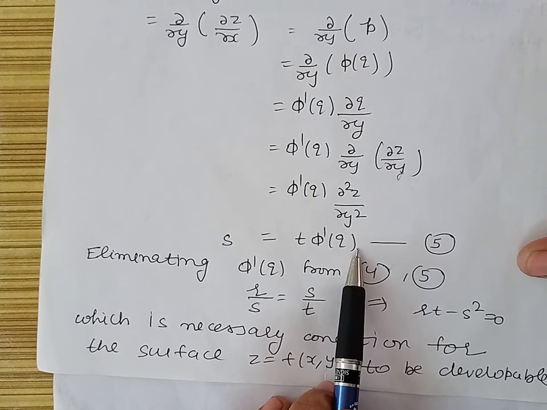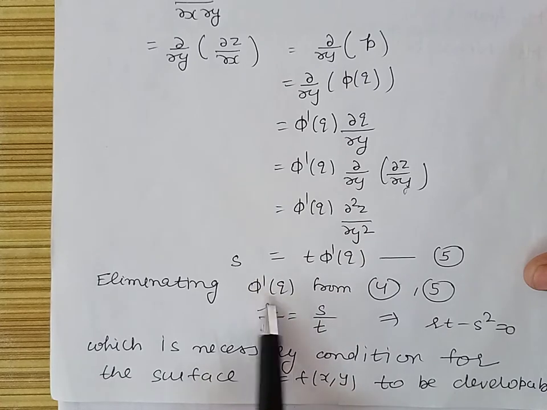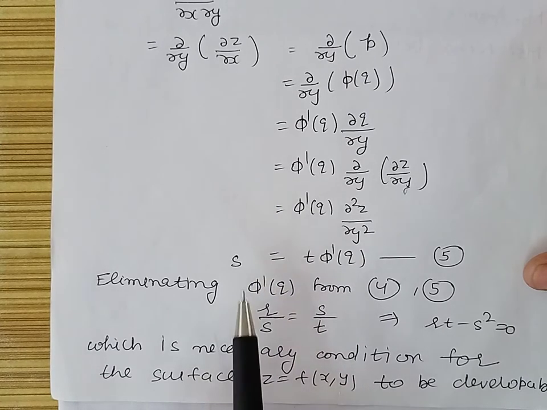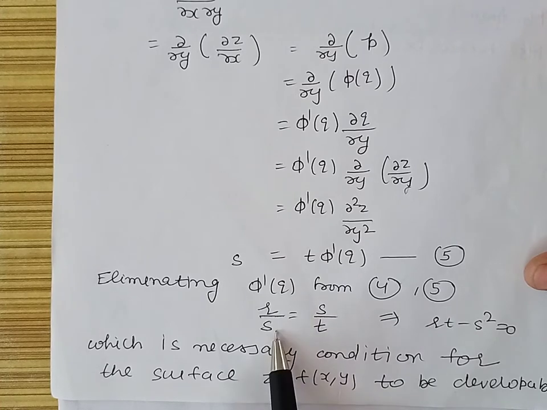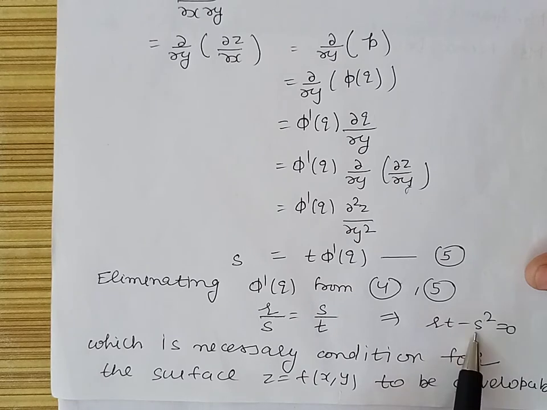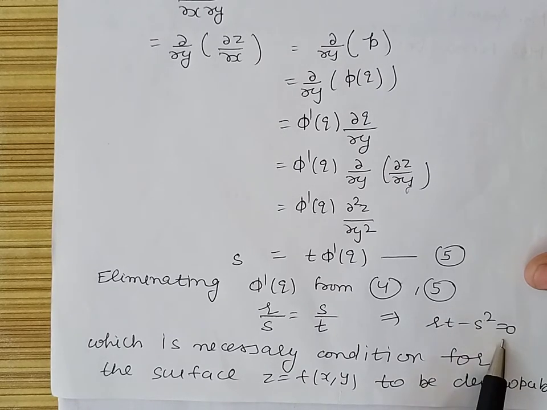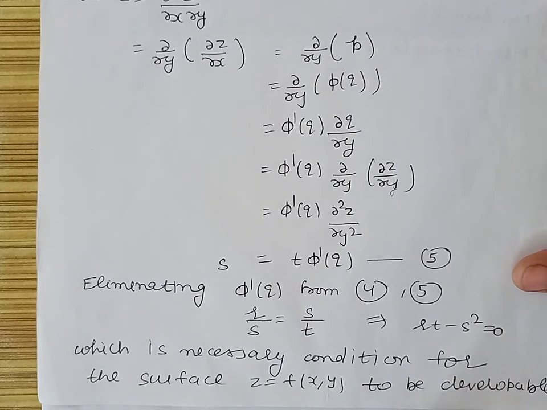Now from equation number 4 and equation number 5, we eliminate phi dash Q. Dividing equation 4 by equation 5, we get R upon S is equal to S upon T. From here by cross multiplication, we get R into T is equal to S square. It means RT minus S square is equal to 0. So this gives us the necessary condition for the Monge surface Z equal to a function of x, y to be a developable surface. So this completes the necessary condition.